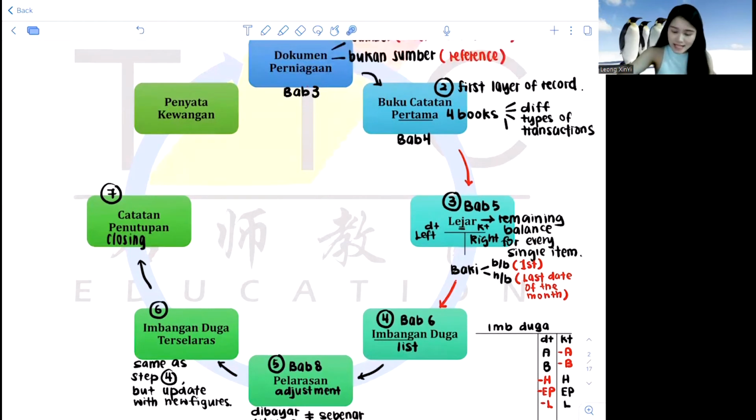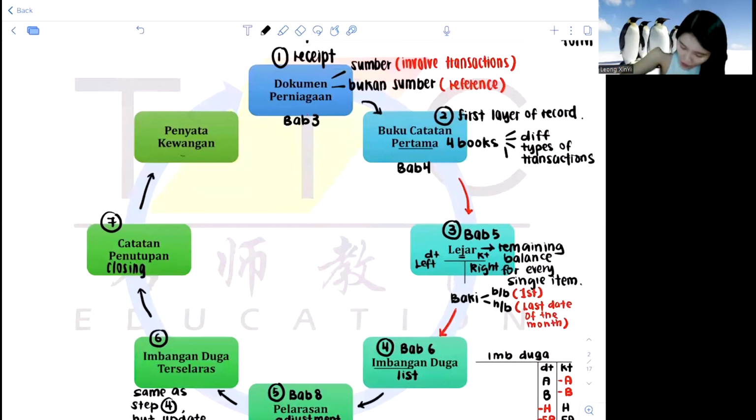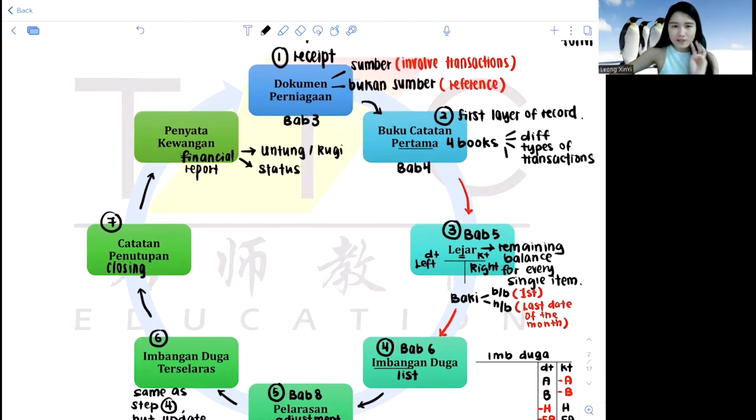And now once the closing is done, we come to our last step, that is penyata kewangan. Penyata kewangan stands for financial report. So our financial report will actually have 2 sections. The first report is meant to help you calculate your untung ataupun rugi. And the second report is to help you see your status. Now how to check your status? You will compare 3 things, which is asset equals liability plus equity.